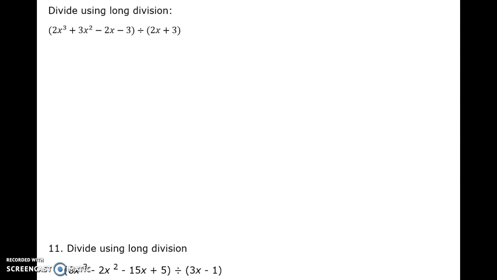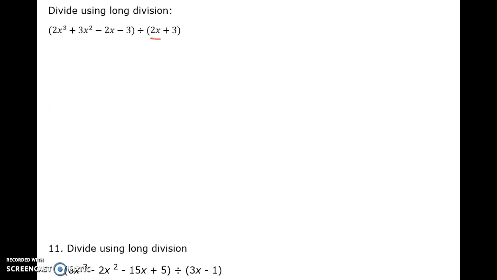All right, dividing using long division, which typically we'd only use if the divisor has a number in front of the x, because otherwise you'd use synthetic division, right? So that's what the example in the test is going to be like.